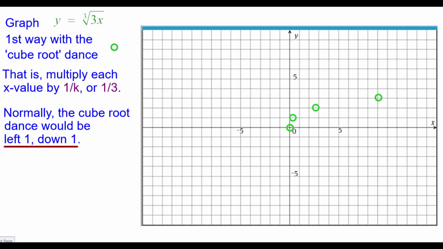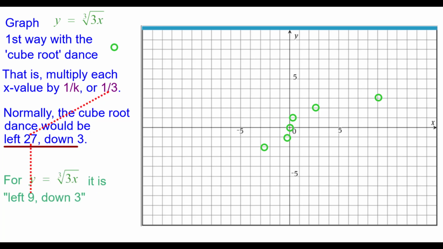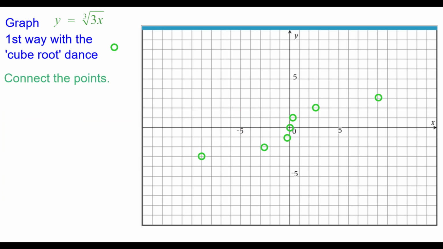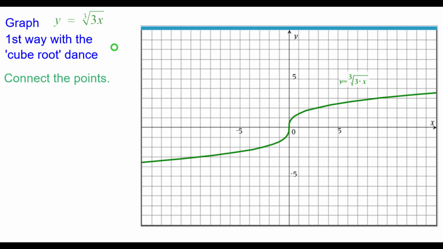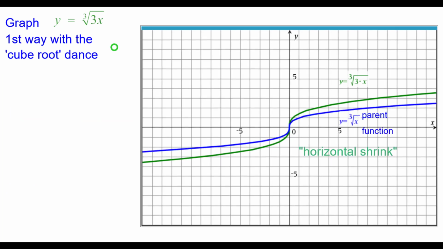Left 1, down 1 is a step in the Cuberoot Dance. 1/3 times 1 is 1/3, so we're going to go left 1/3, down 1. Normally we'd go left 8, down 2, but again it's going to be left 8/3, down 2, because the third of 8 is 8/3. And then left 27, down 3, but in this case it's left 9, down 3. Connect the points and it looks like a cube root graph. And comparing it to the parent function, it is definitely a horizontal shrink from the blue function to the green.